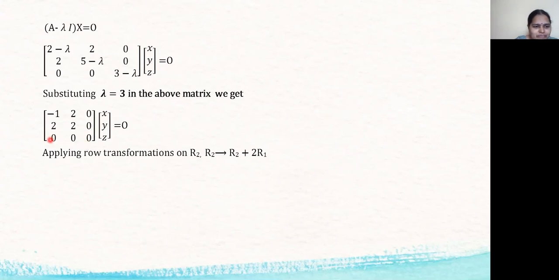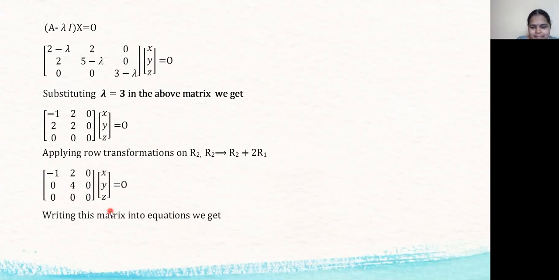Now we perform a row operation and make this 2 as 0 by using R1. So the operation is R2 plus 2 R1. If we perform that, then the first row remains as it is. On the second row, 2 minus 2 is 0, 4, 2 plus 2 times 2 is 6, and then 0. Then last row is 0. So writing this matrix into equations, we get minus x plus 2y equal to 0, 4y equal to 0. 4y equal to 0 gives us y equal to 0. If we substitute y equal to 0, then we get x also as 0.